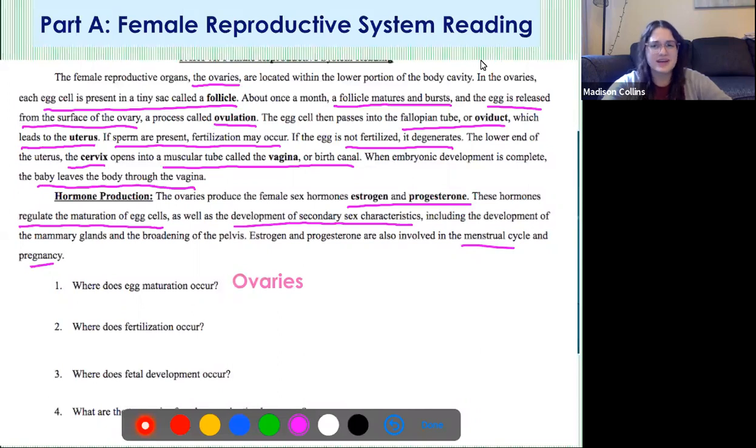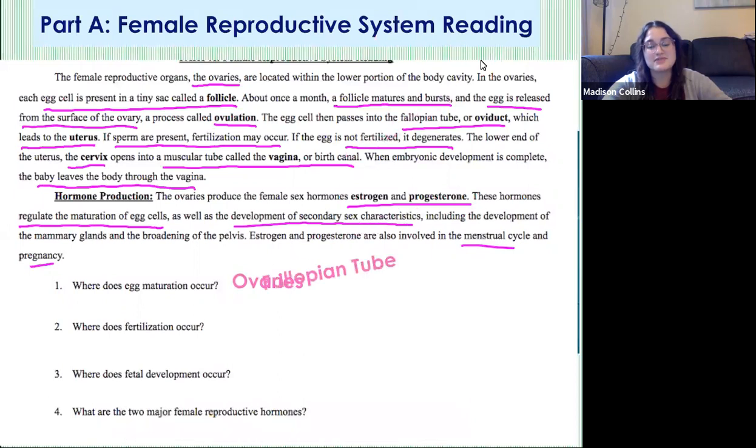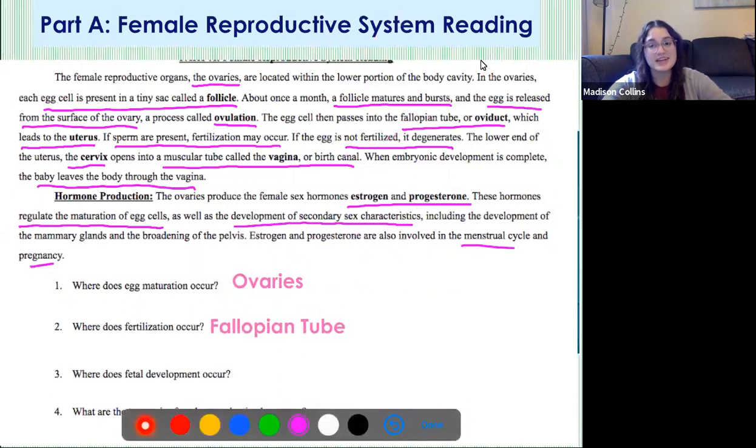Number 2, where does fertilization occur? So we've had this a few times. Hopefully you've picked up on it by now. Fertilization occurs in those structures known as the fallopian tubes. As soon as the egg is released from the ovary in ovulation, it'll make its way down into the fallopian tubes, which you might also see called the oviducts, but we'll use the words fallopian tube more frequently. And if sperm are present at any point when that egg is in the fallopian tube, fertilization will occur.